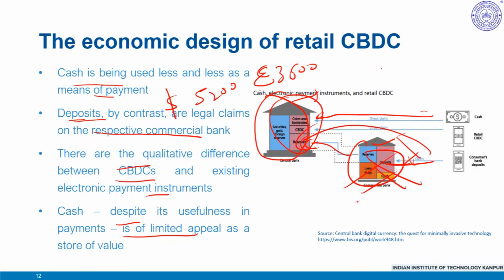But if we compare that with the deposits of private households, they hold a large share of their wealth in the form of deposits with commercial banks. For example, $38,000 per capita in the US and 53,000 euros per capita in the euro area.